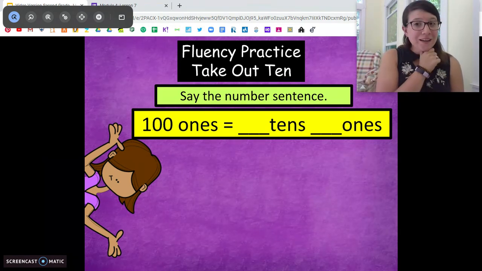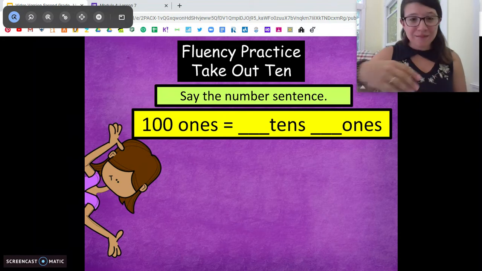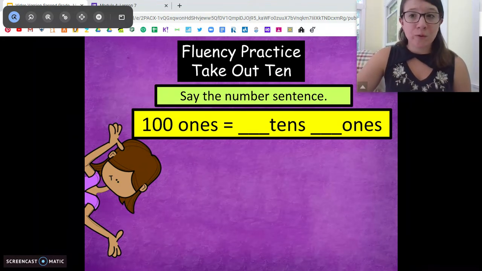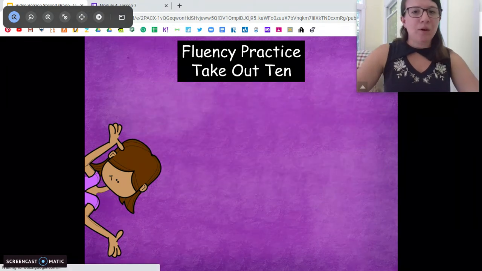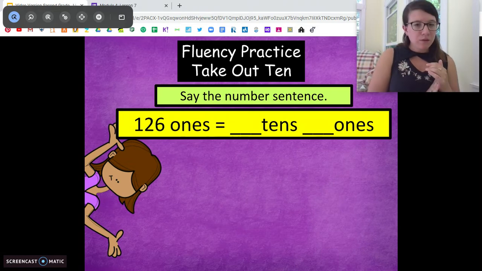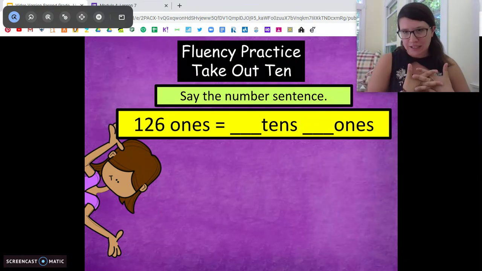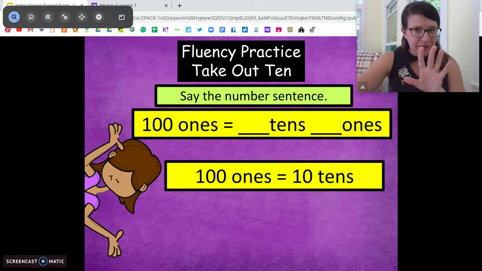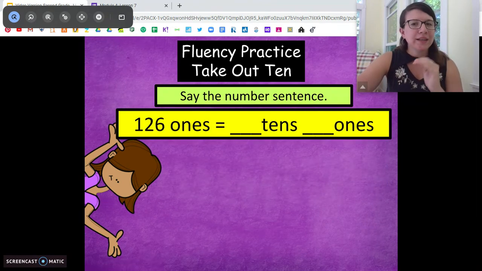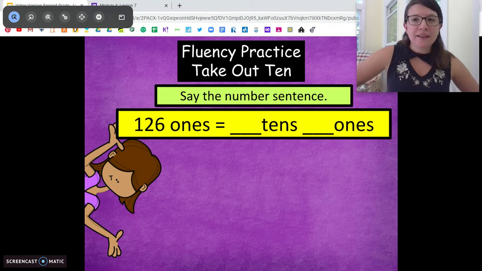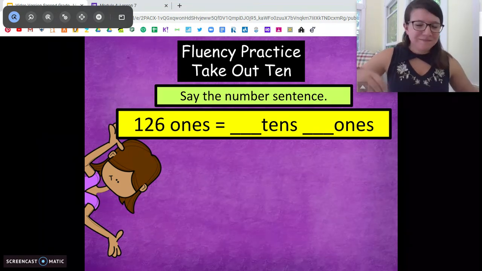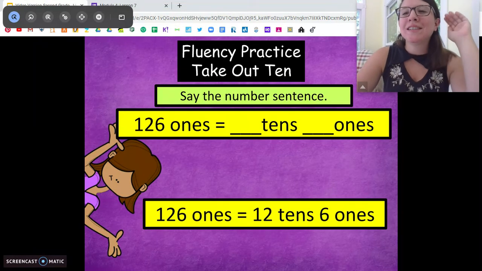Remember, we're not using hundreds, just 10s. How many 10s are in 100 ones? Yeah, no tricking you. 10 10s in 100 ones. What about 126 ones? Use what you did here to help you with this one. Don't tell me how many hundreds, because I don't want all that. I want to know how many 10s, how many 1s. Can't trick you. 12 10s, 6 1s.